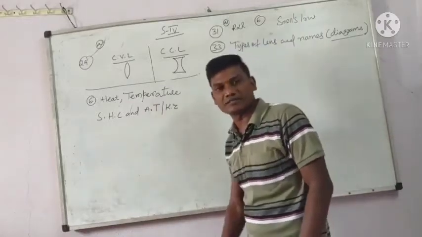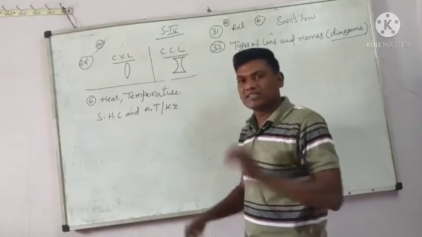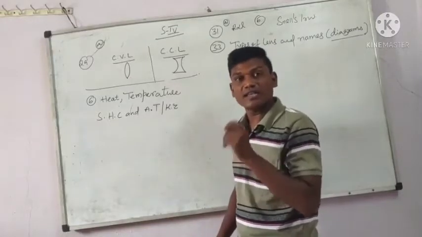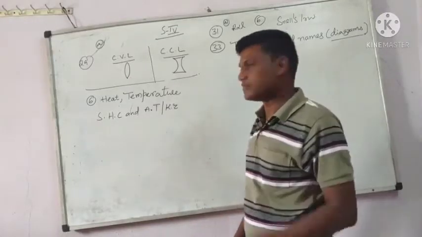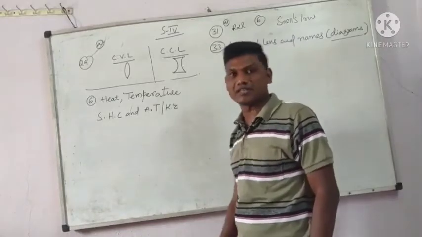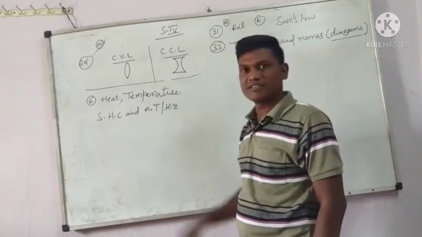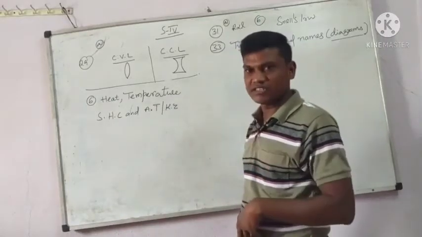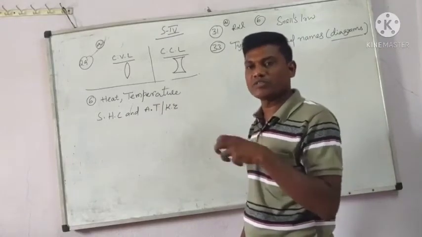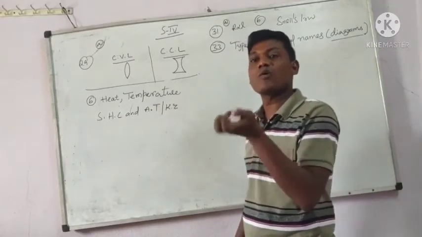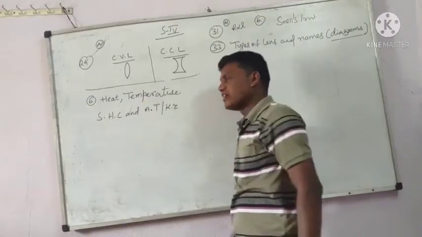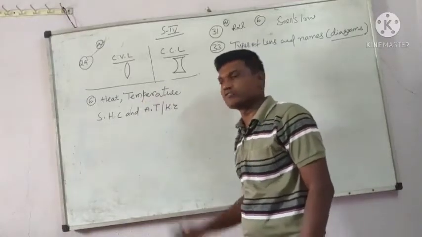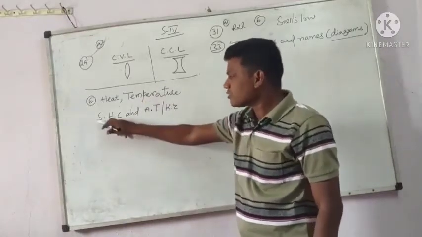What is temperature? The degree of hotness or coldness of an object is called temperature. Heat is also a form of energy, but temperature tells the information about the degree of hotness or coldness of an object. That is the difference.